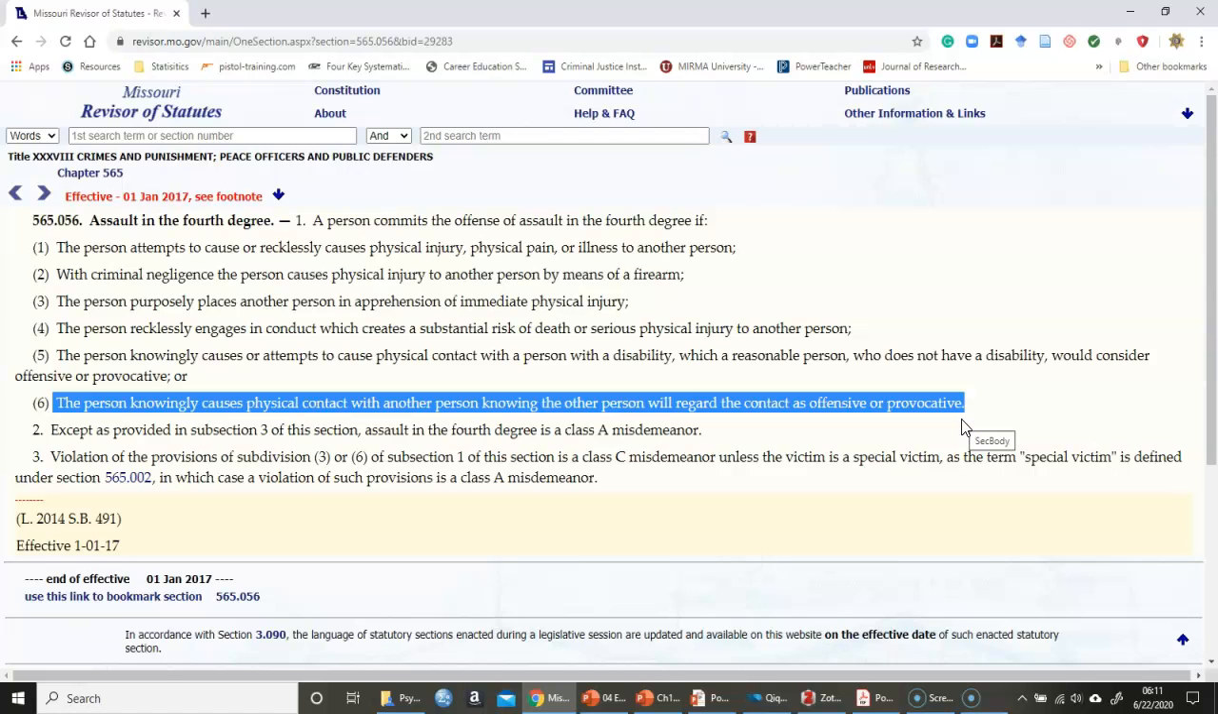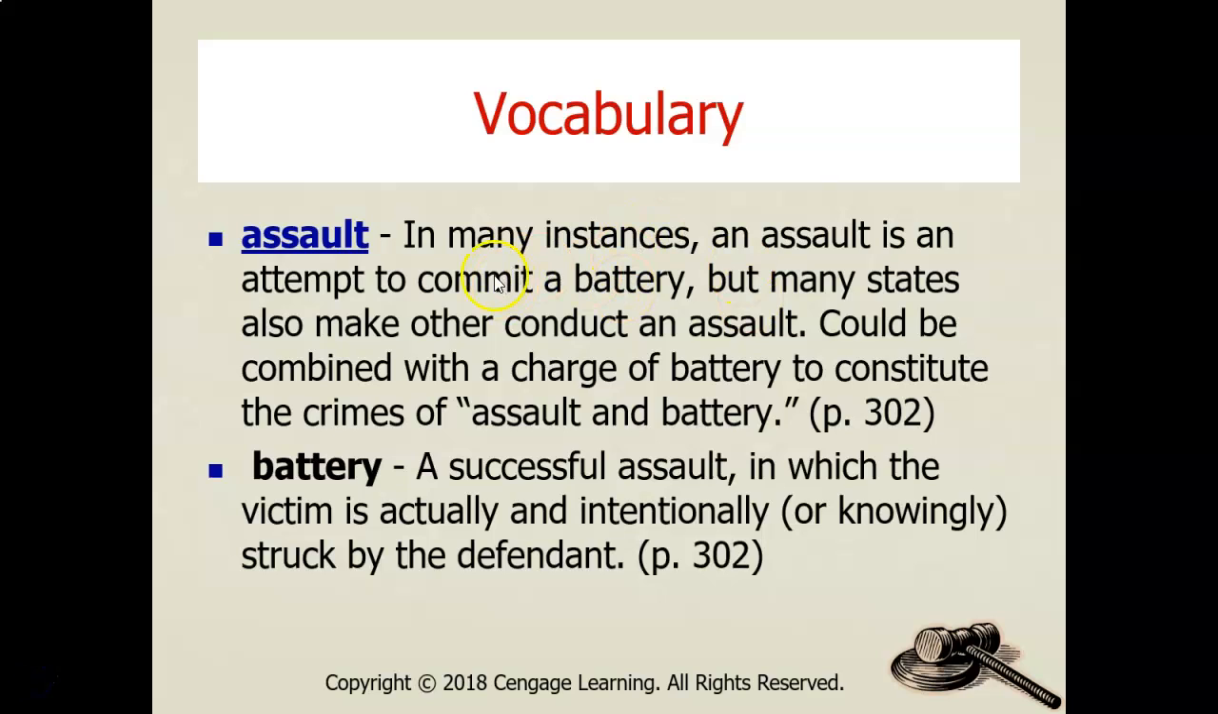There's some other statutes we'll talk about later that we can use too. So, in a lot of cases, like we just read, assault is an attempt to commit a battery. We don't actually have to have a battery. We looked at fourth degree assault, where we just placed somebody in apprehension, whereas battery is actually the successful assault. So when we start looking at that, that's definitely something we want to take into account.